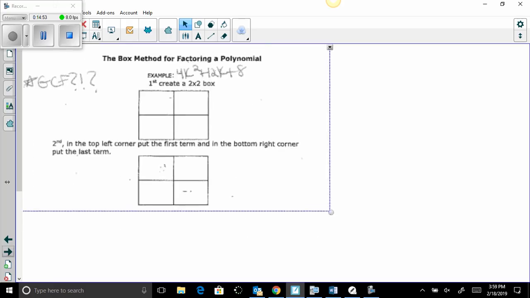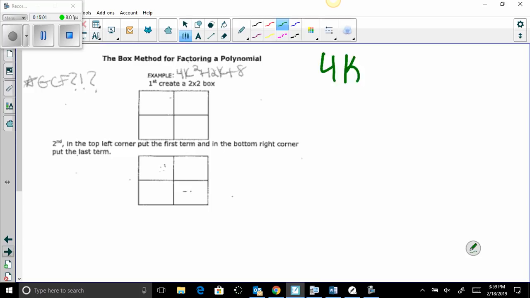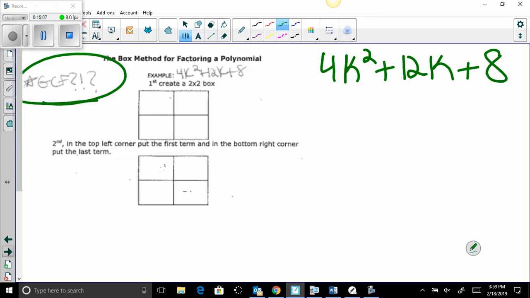All right, let's try this one, and then we'll get started on homework. Look at this question. GCF? Every question so far, we haven't had one. Do I have one here? It looks to me like I do. If I do my factor tree here, I get a 2 and 2 and 2 Ks.